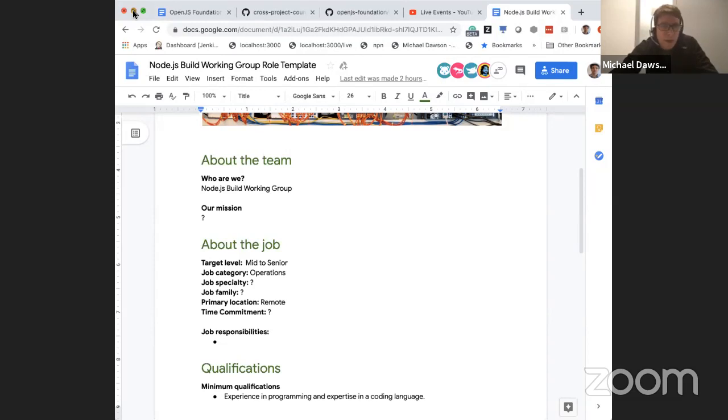Looking at this, like we've said, we don't need coding skills necessarily. Any other key things? We've got the job responsibilities, which has that list. We then have minimum qualifications, preferred qualifications, required skills.